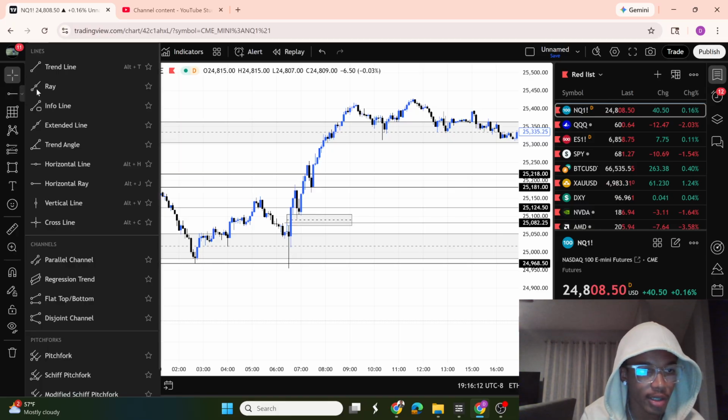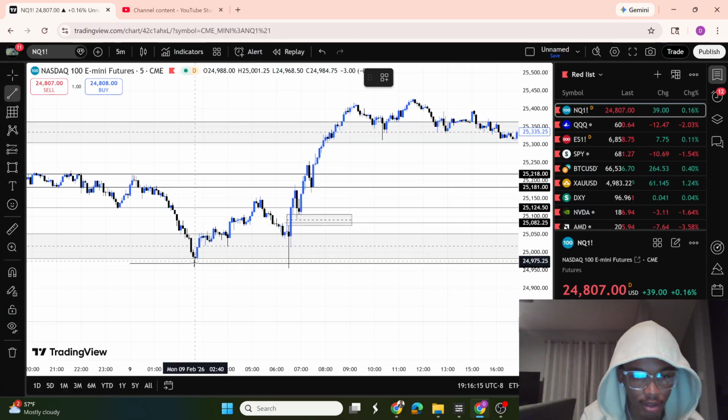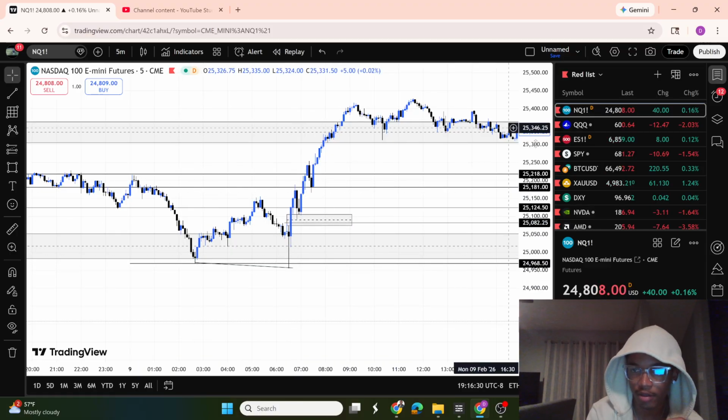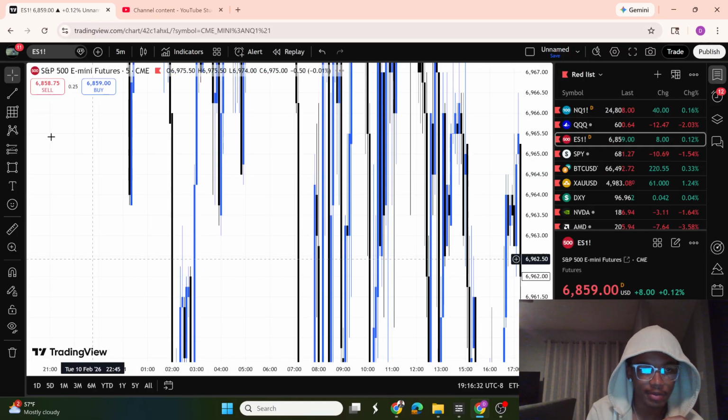Let's see. Where's our trend line? So we want to take these lows right here. Now, ideally, I'd want to see ES higher than these lows. So I want to see NASDAQ be lower, and I want to see ES do something like go higher up here. So let's see what we did on Monday.